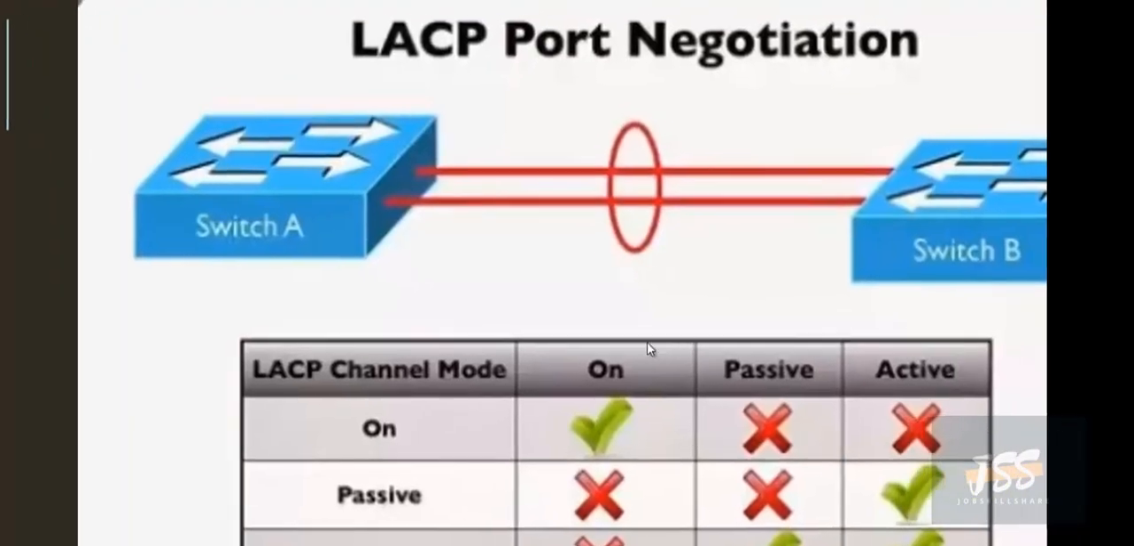This is very important for LACP port negotiation. If both the modes are passive, it cannot negotiate. You can see the red cross over here. If one mode is active and the other is passive, then it is possible. The green tick shows that it is successful. Both the modes should be different. Passive and active will negotiate, or even if both modes are active, they will negotiate.